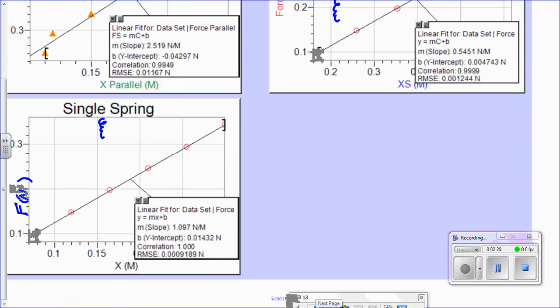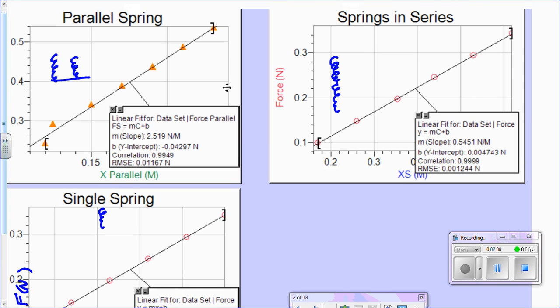We'll discuss that more tomorrow, but the first thing we need to notice is that they're all linear. The second thing you should notice is none of them have a y-intercept of 0, but it's pretty close to 0. Especially look at this one here when they're in series. Very close to 0 for the y-intercept.